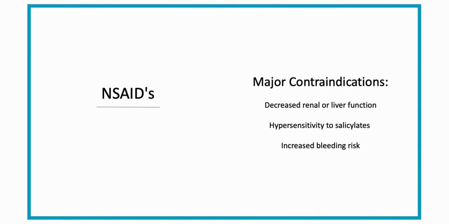Major contraindications for taking NSAIDs are decreased liver or renal function, since they are mainly metabolized in the liver and excreted and filtered out in the kidneys. Use NSAIDs cautiously if the patient is hypersensitive to aspirin or salicylates. These can be patients with asthma, allergies, nasal polyps, because they're all at higher risk for hypersensitivity. If the patient isn't at an increased risk for bleeding, it should also be used cautiously.